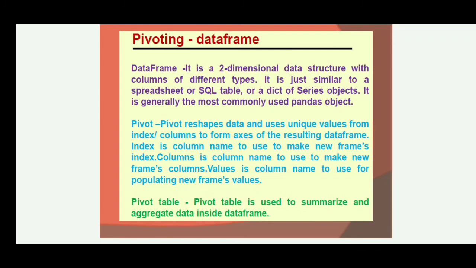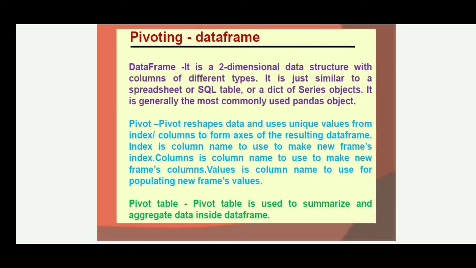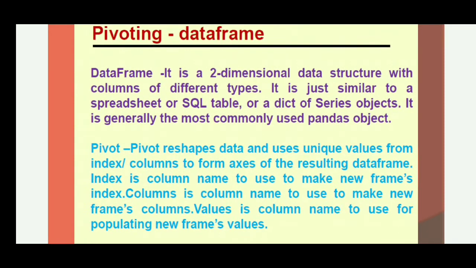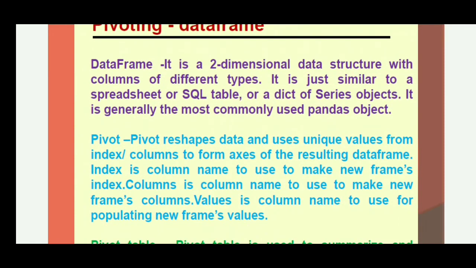In that, first one is pivoting, where a data frame is there. In 11th class we have seen what a data frame is. It is a two-dimensional data structure with columns of different types. It is similar to a spreadsheet or SQL table or a dictionary of series objects. It is generally the most commonly used pandas object.